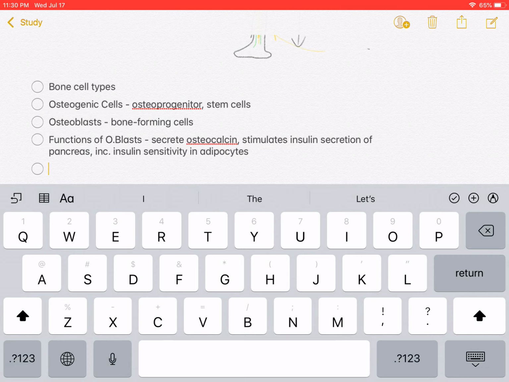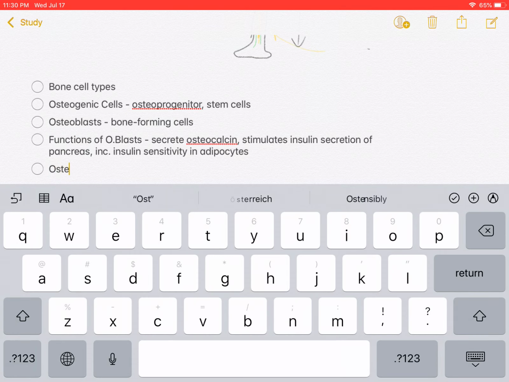Now let's talk about osteoclasts. These are the bone-dissolving cells, and these are actually found on the surface of the bone. They might ask you where you find them: found on surface of bone.